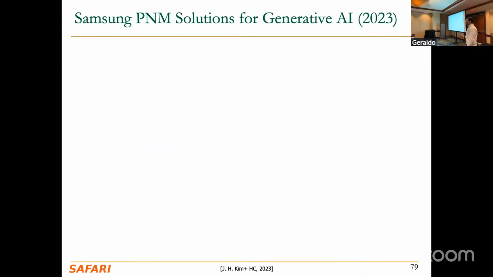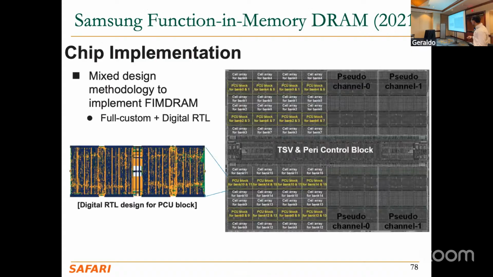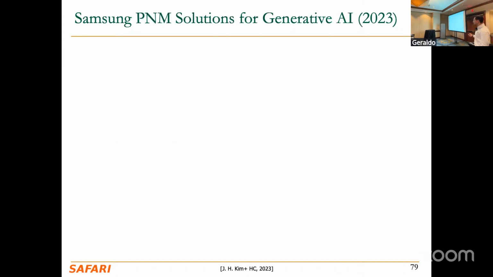And as I mentioned, they keep working on this line with this PIM DRAM architecture. So they changed the name from PIM DRAM, functioning memory DRAM, to HBM PIM. And later on, they changed the name again to Aquabolt. So I don't know at this point what the name is. Probably this year they're going to move to another name.